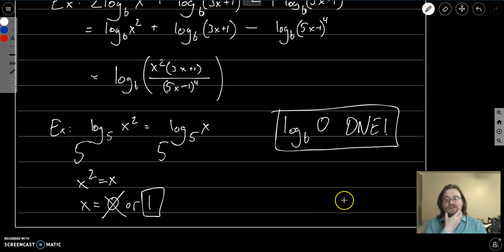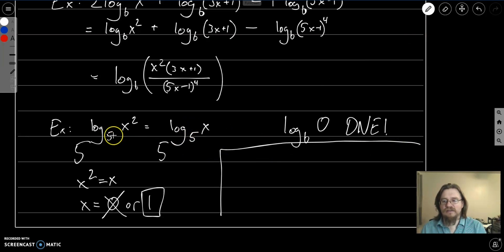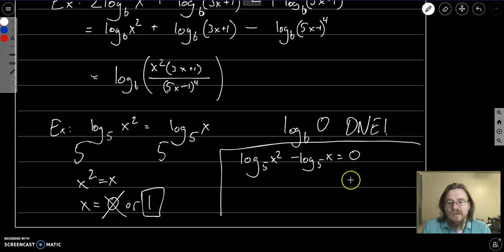But there are other ways to solve this guy. So let's look at one of them. I could take my original equation and move it over to the other side. So I can have log base 5 of x squared, and I'll move this to the other side, minus log base 5 of x, and that should be equal to 0. When I subtract these, I'm actually dividing, so it's going to be the log base 5 of x squared divided by x. Well, we can simplify that right away.